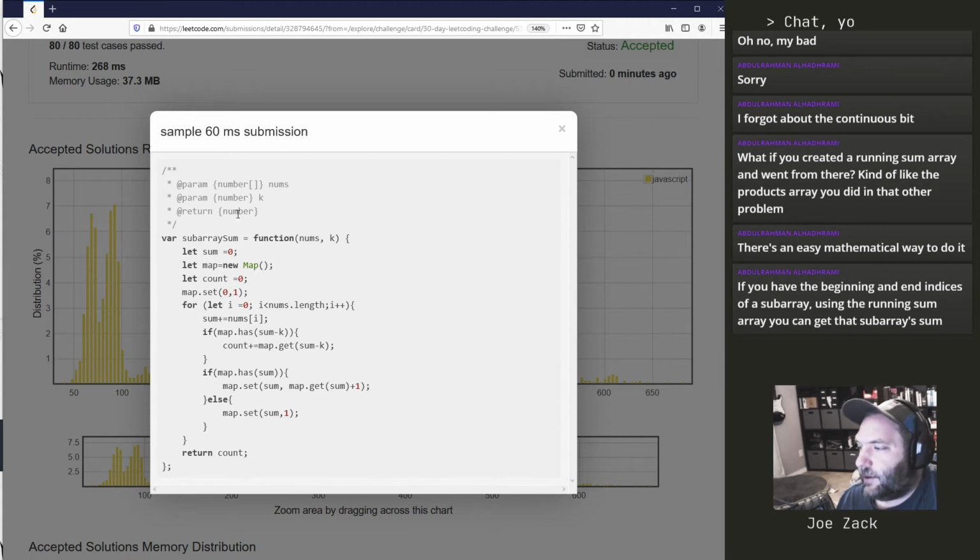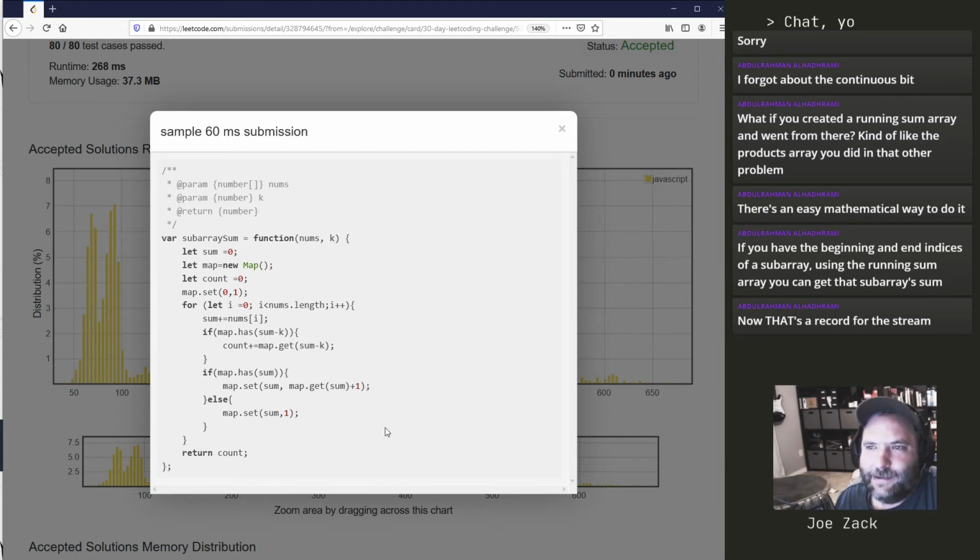So this looks like what you're talking about, Abdul. They keep a sum. They initialize a map. Okay. They add up, so they increment the sum, running sum. Oh, interesting. If the map has the sum minus k, then the count increases. Wow, that's interesting.